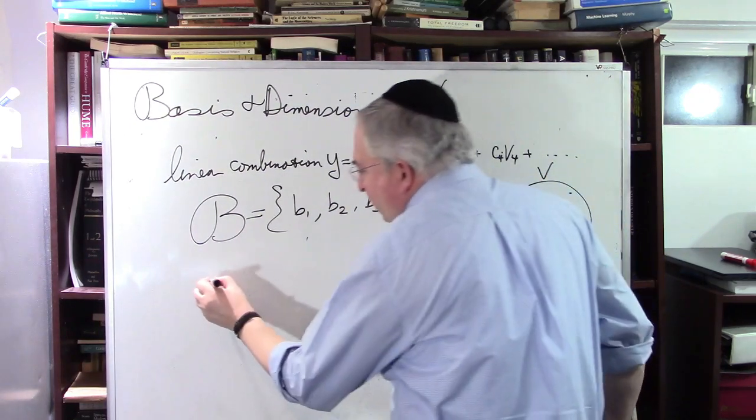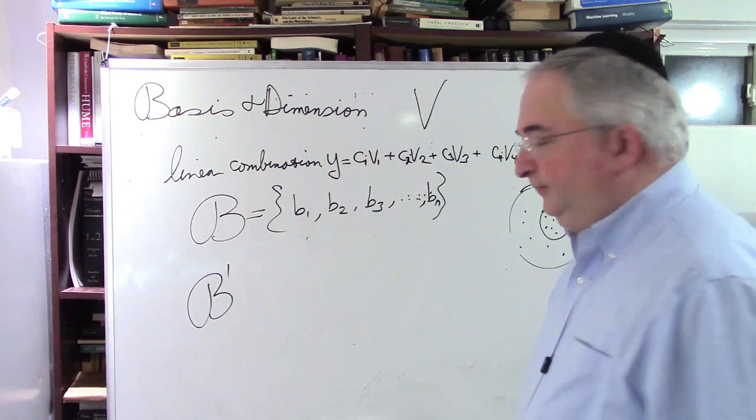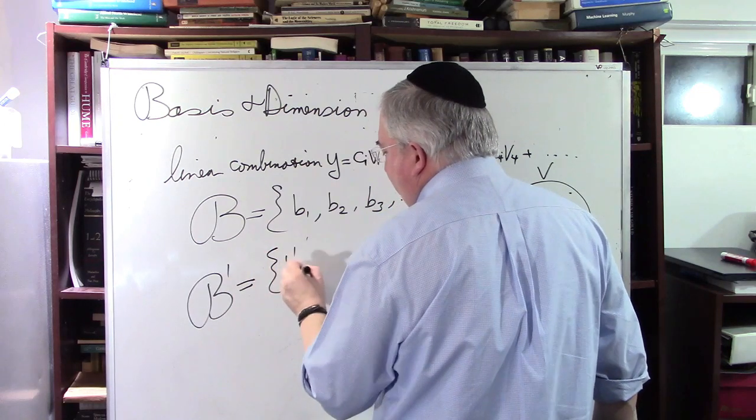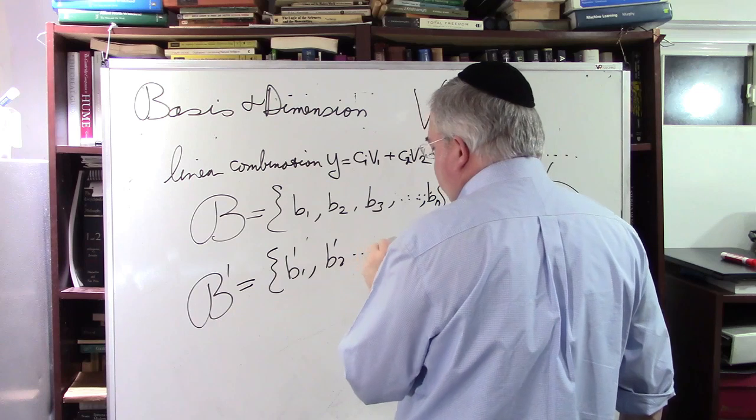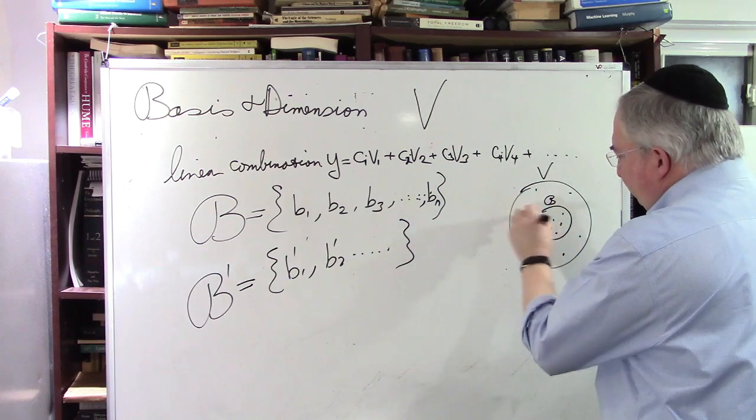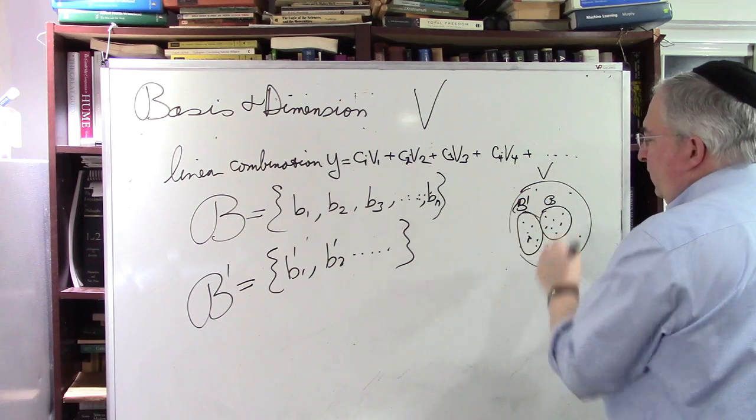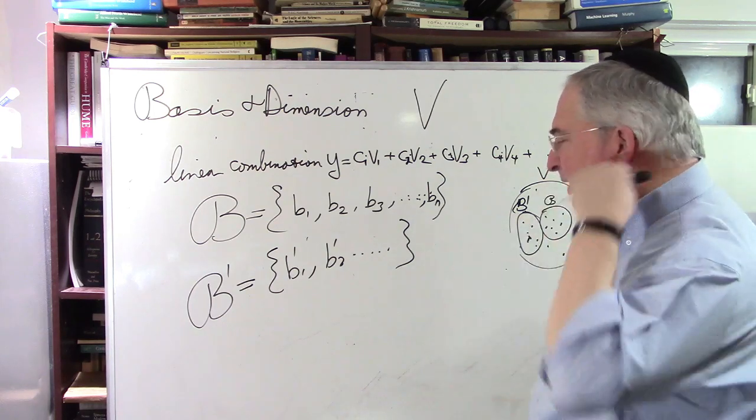What happens if you have another basis? You can have more than one basis. Another set of vectors might also describe the space. That's very nice. It could happen, it happens all the time.